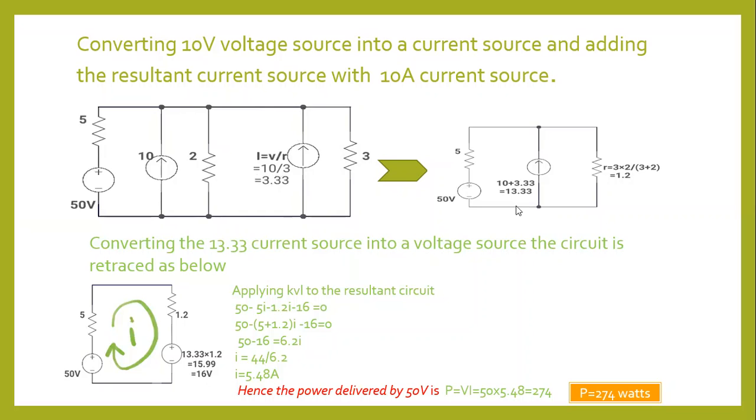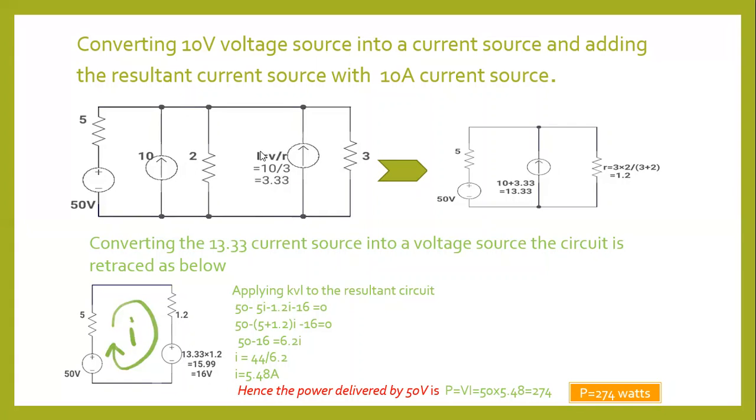Now we have this single current source. Again, I'll transform this to a voltage source using the formula V equals IR. I is 13.33, R is 1.2. Hence, we got 16 volts as the answer, with 1.2 ohms connected in series to it. In the previous video, I explained that the resistor is always connected in parallel with the current source, and for the voltage source, the resistor is connected in series with it.